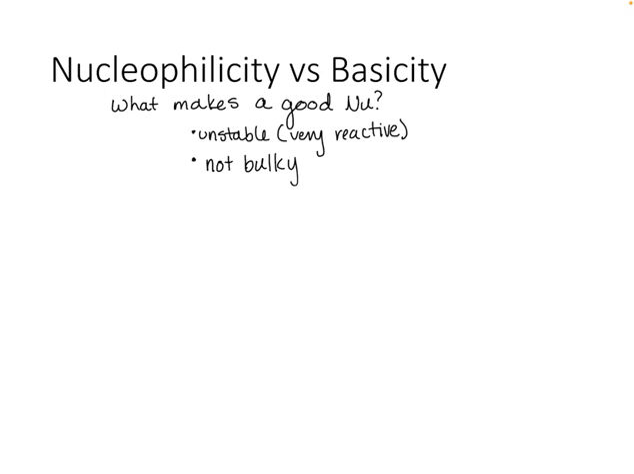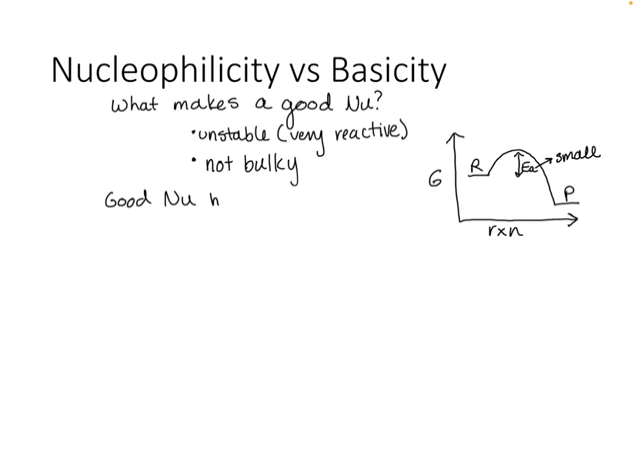Now, you'll also recall our handout on nucleophiles and bases. And nucleophiles have to do more so with the rate of a reaction, or kinetics. So if we're considering how quickly a reaction occurs, we want the barrier, the activation energy, to be smaller in order for the reaction to occur quickly. So we want the activation energy to be small. So good nucleophiles have small activation energies.